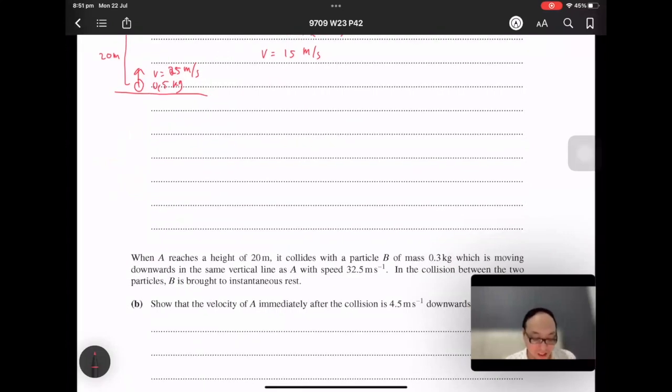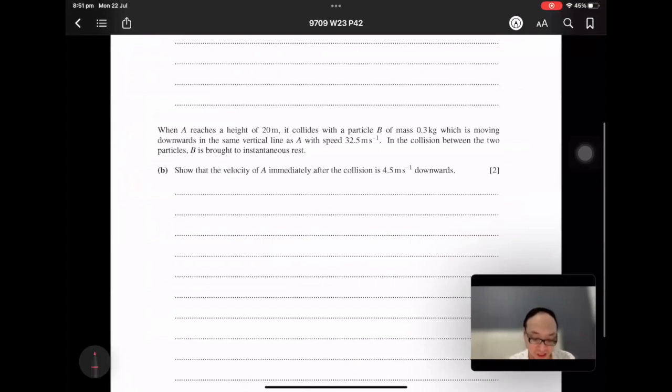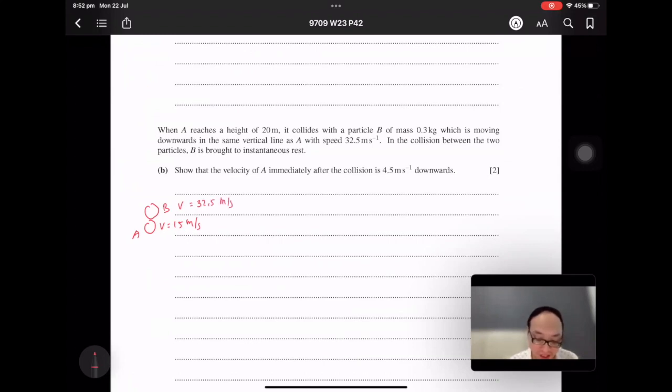When A reaches a height of 20 meters, it collides with a particle B of mass 0.3 kilograms, which is moving downwards in the same vertical line. So at 20 meters, the velocity of A is 15 meters per second, and it collides with B with speed 32.5 meters per second downwards. So they are in opposite directions. In the collision between the two particles, B is brought to instantaneous rest. Show that the velocity of A immediately after the collision is 4.5 meters per second downwards.